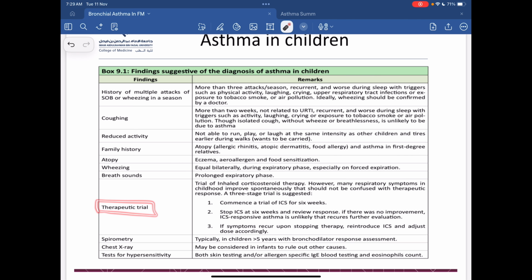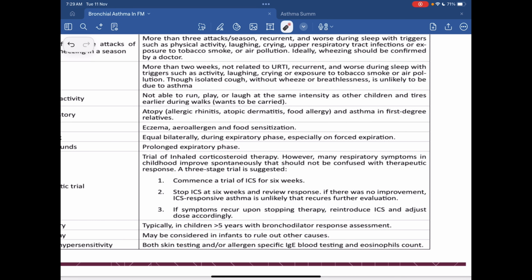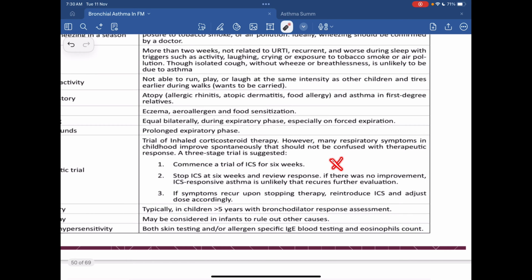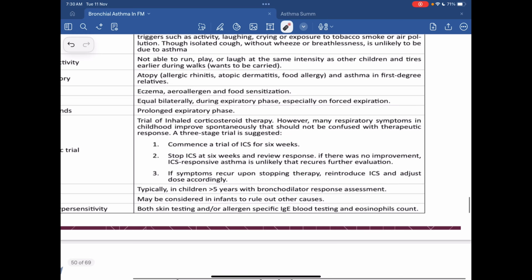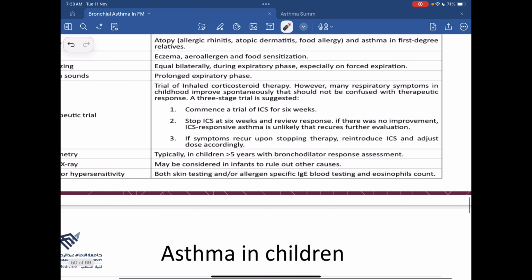وعندنا therapeutic trial. إيش therapeutic trial؟ هذا إذا كنا شاكين إن البيشنت عنده asthma، نعطيه short trial of inhaled corticosteroids، نعطيه for 6 weeks، بعدين نوقفه بعد 6 weeks ونشوف الريسبونس حقه. إذا ما كان في improvement في السيمتومز اللي كان يشتكي عليها فمعناته احتمال إنه ما عنده أزمة وخلاص ما يحتاج نشوف موضوع الأزمة. لكن إذا أول ما وقفنا السيمتومز رجعت، سواء على طول يوم وقفنا أو بعد فترة رجعت، we reintroduce inhaled corticosteroids and adjust dose accordingly. معناته على طول نقول diagnosis، نعطيه inhaled corticosteroids.